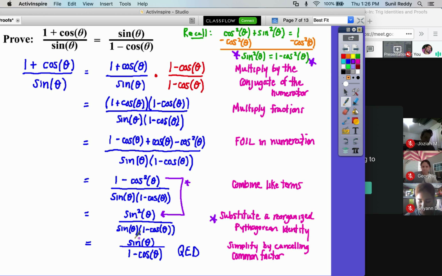So now I have this final line of sine theta over cosine, 1 minus cosine theta. That is exactly what I was trying to prove. So my proof is done, so QED.